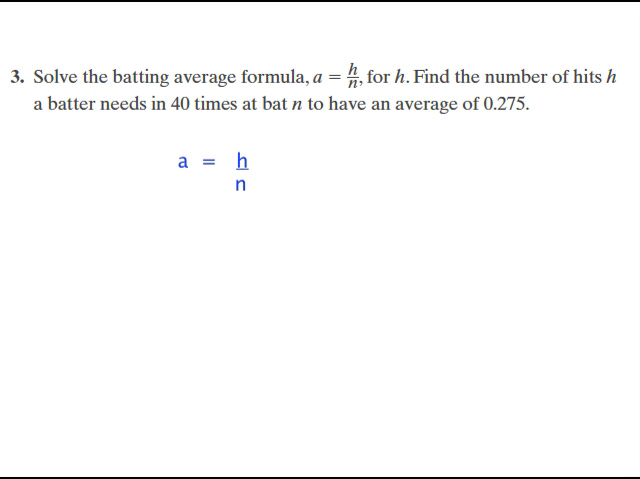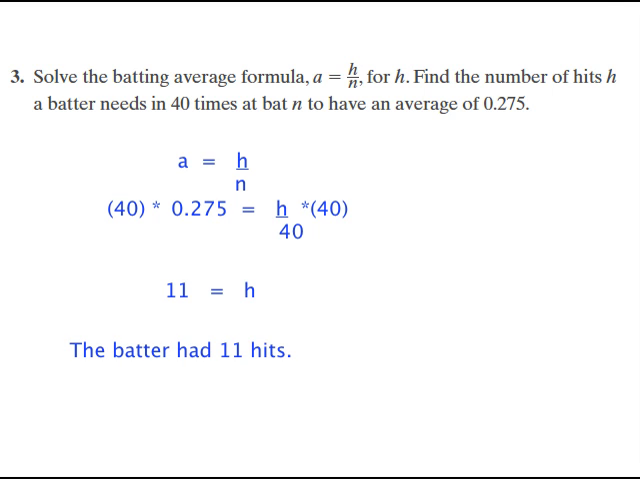Start with the formula A equals H over N. Remember, A is the average, H are the number of hits, and N is the number of times at bat. So we have the average is 0.275. That's going to equal the hits over 40. To solve for H, we're going to multiply both sides by 40. 40 times 0.275 is 11. The 40s on the right cancel each other out, and you're left with H. So the batter had 11 hits.